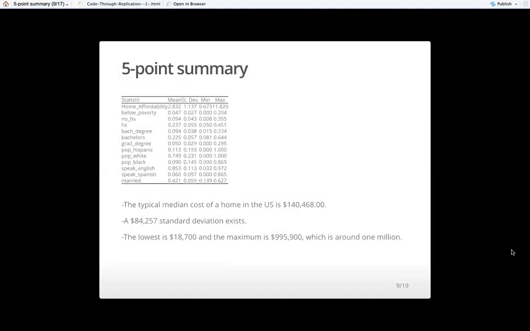Descriptive results. The typical median cost of a home in the U.S. is $140,468. A standard deviation of 84,257 exists, and the lowest is 18,700, and the maximum is $995,900, which is almost 1 million.